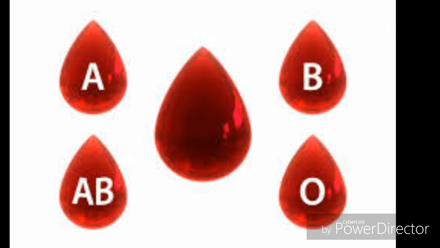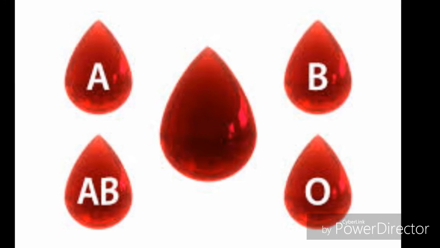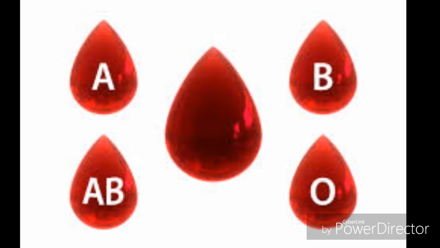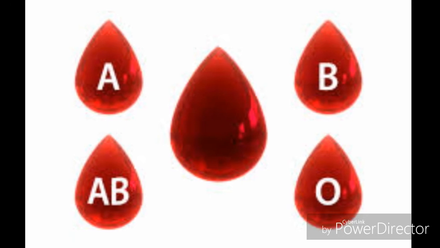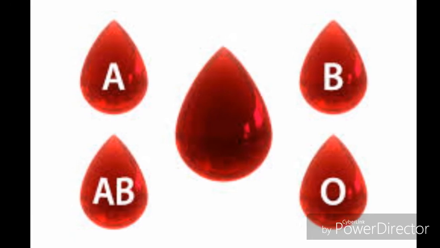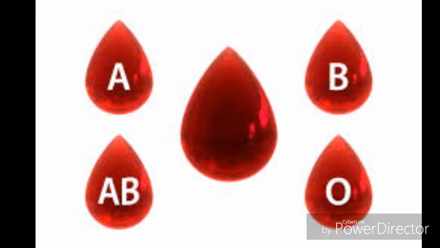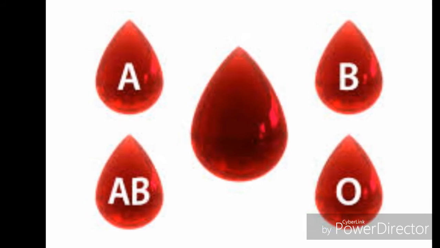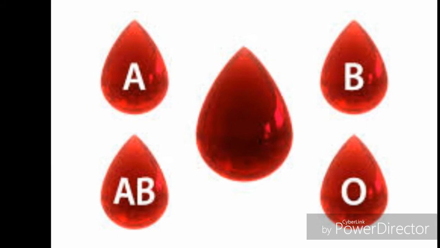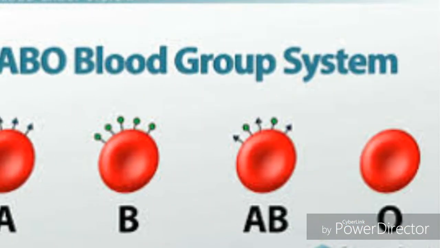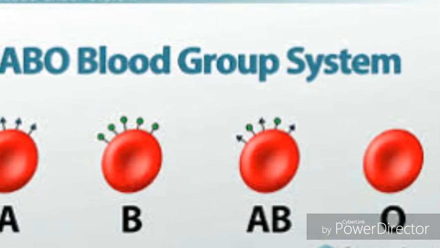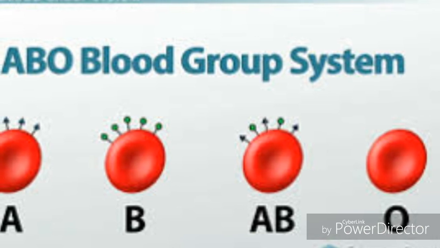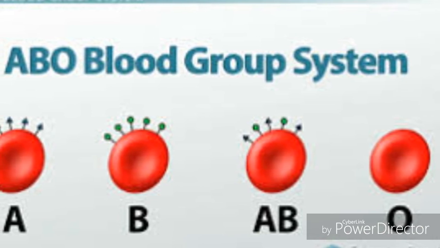Now we will move on to the term blood transfusion. Transfer of blood from one person to another is termed as blood transfusion. There are four groups of blood: A, which consists of antigen A and antibody B; B, antigen B and antibody A; AB, antigen A and B and no antibody; O, no antigen and antibody A and anti-B.